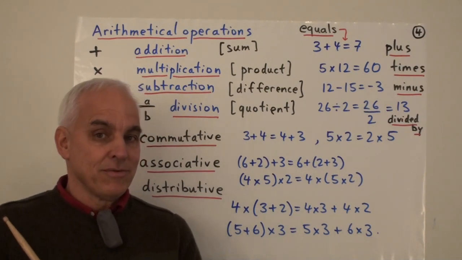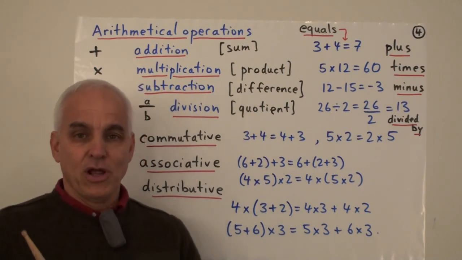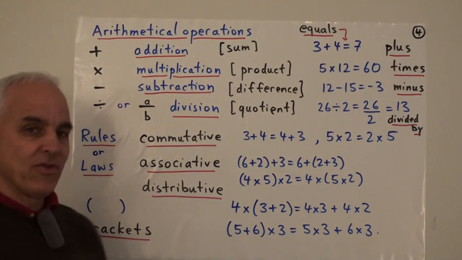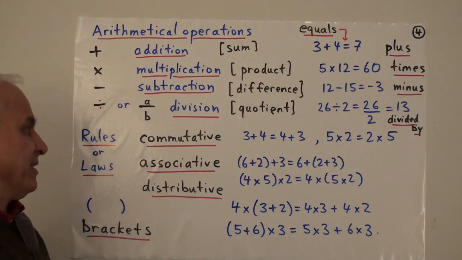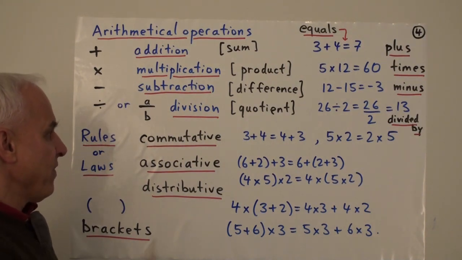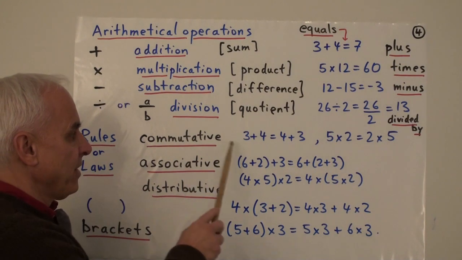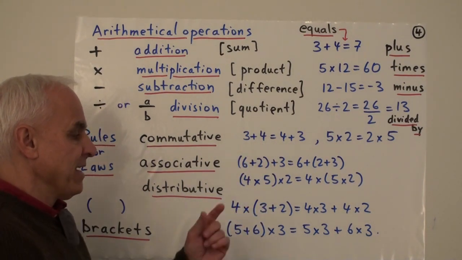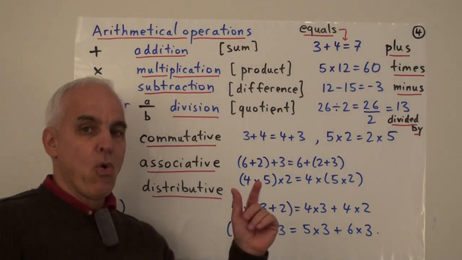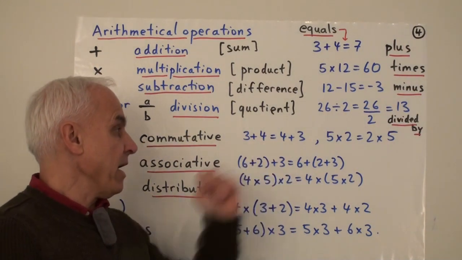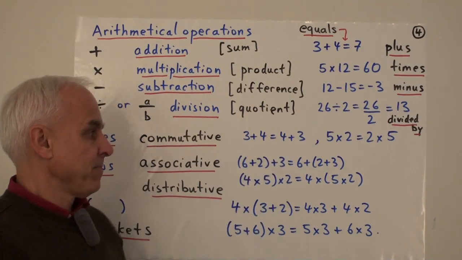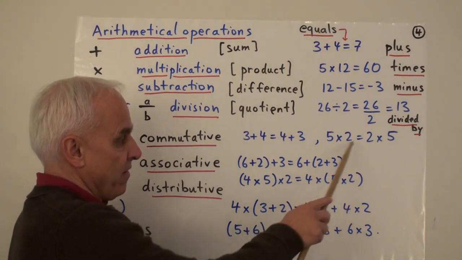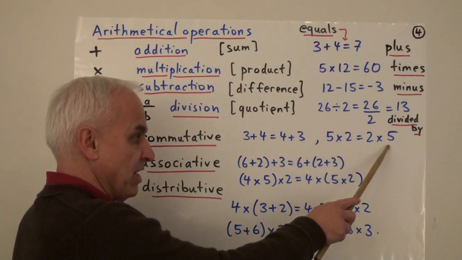Now these operations satisfy certain laws or rules. And these are 3 important words that describe some of these important rules. The commutative law says that 3 plus 4 equals 4 plus 3. It doesn't matter if you interchange the order of an addition, the result is the same. And there's also a commutative law for multiplication. 5 times 2 is the same as 2 times 5.